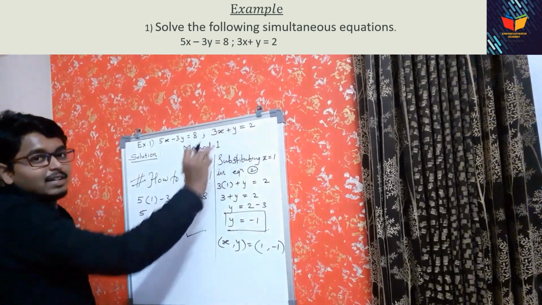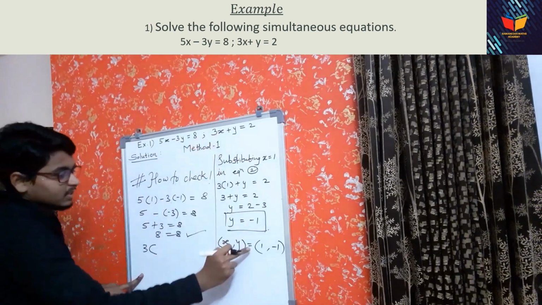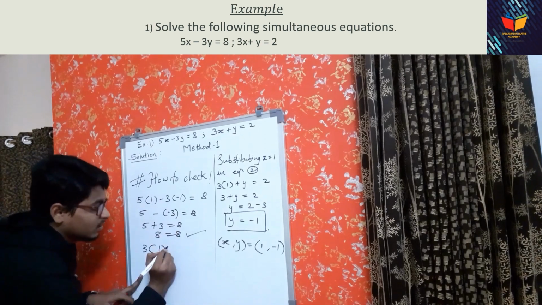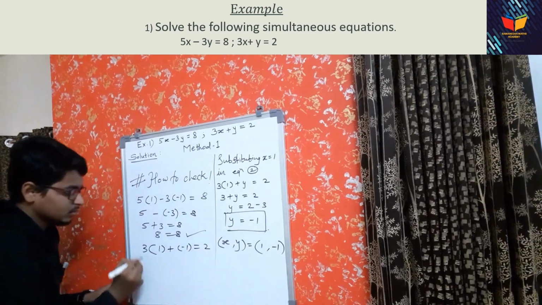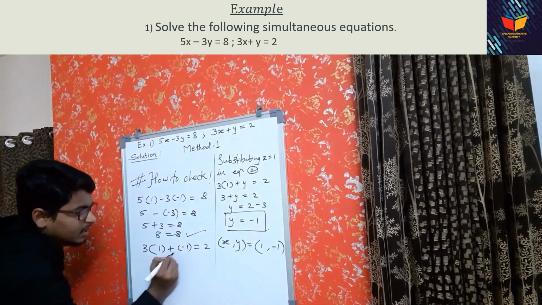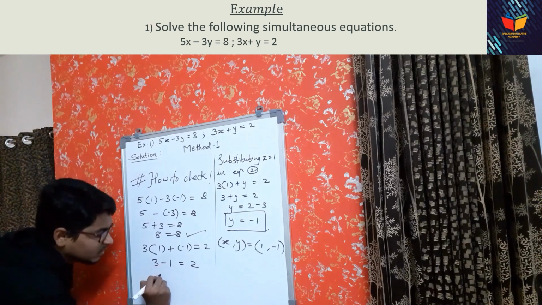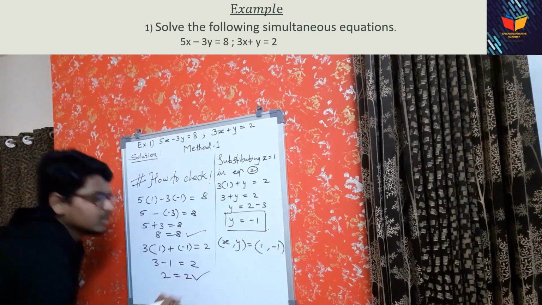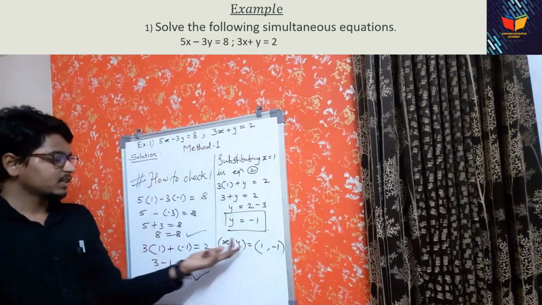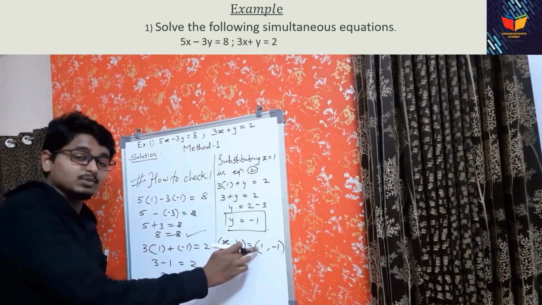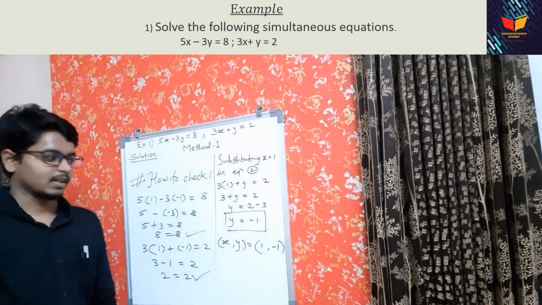But what about the second equation? Let's check that. 3 into, here the value of x is 1 and the value of y is -1, which is equal to 2. So 3 into 1 is 3, plus minus 1 equal to 2. So 3 minus 1 equal to 2. Okay, so this also satisfies equation number 2. It means the solution x and y, that is 1 and -1, holds the simultaneous equation.